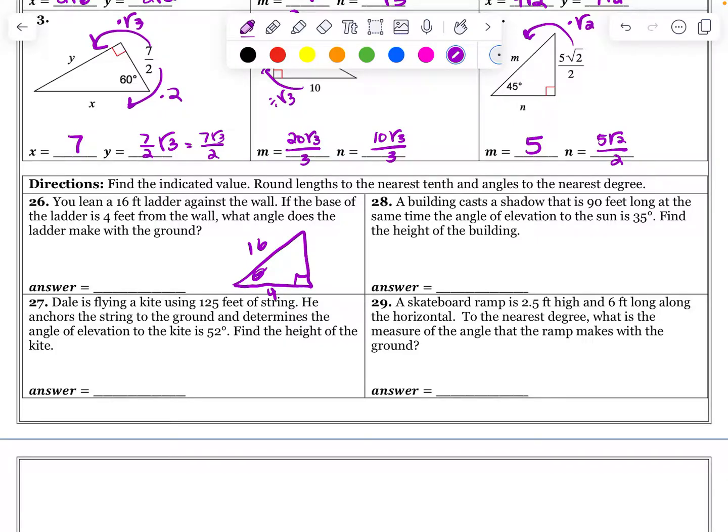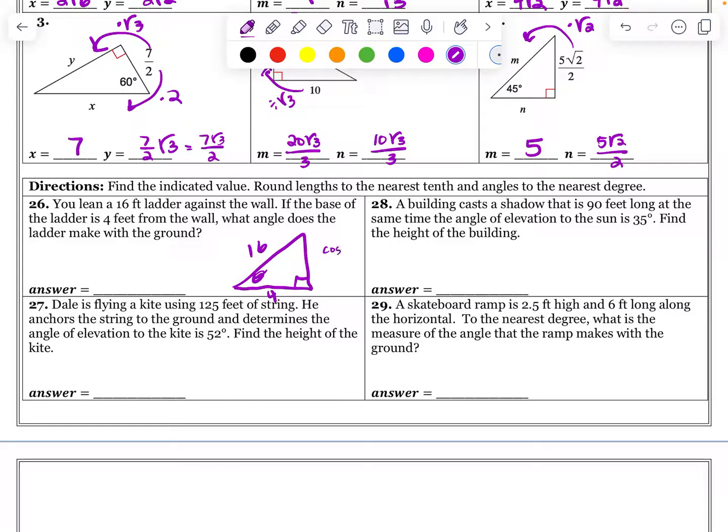So that is cosine. Cosine of theta equals 4 over 16. So inverse cosine, adjacent. What angle does the ladder make with the ground? Yeah, adjacent over hypotenuse. So inverse cosine of 4 over 16. I got 75.5. And usually degrees we round, so say 76.